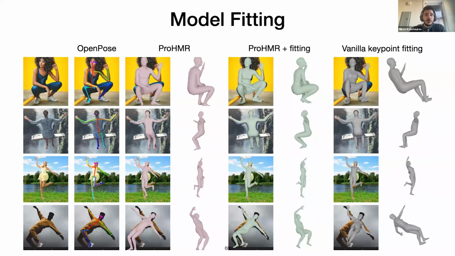So our fitting with our learned distribution combines the benefit of both regression and optimization. We get a result that aligns well with the image, while also using image-based information to eliminate the ambiguities that are associated with fitting on 2D key points alone.